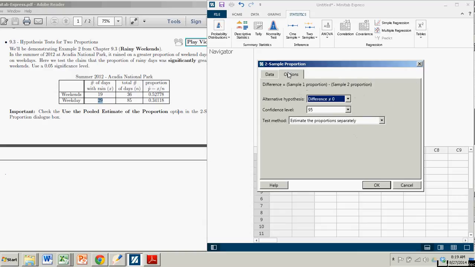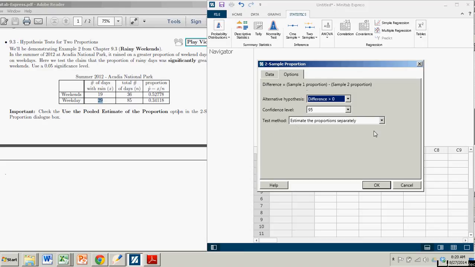We're going to go to options. And now notice, look at this little line up here. It says difference equals sample 1 proportion minus sample 2. In our case, our sample 1 proportion is weekends. We're claiming it is bigger than weekdays, the proportion for weekdays. So we are testing that the difference is greater than 0. We're claiming that the difference, weekend proportion minus weekday proportion, is positive. You don't have to worry about the confidence level unless you're interested in the resulting confidence interval that you get. Here we're basically interested in the test statistic and the p-value.